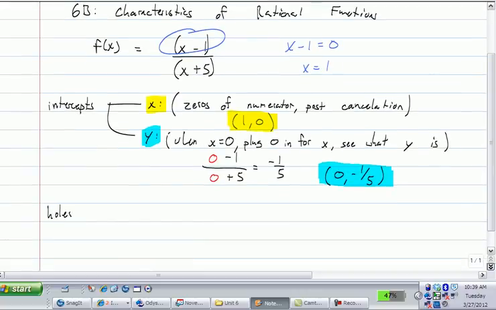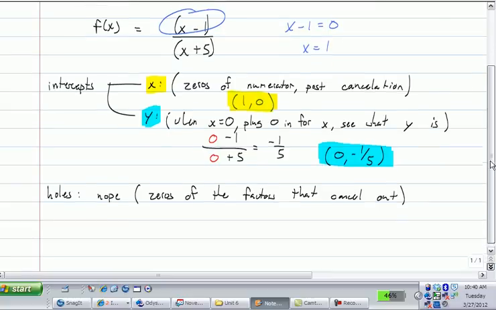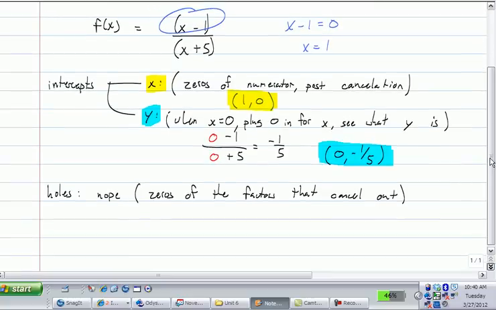Holes in the graph. Does this graph have any holes? No. Nothing in the numerator cancels with anything in the denominator. So I'm just going to go, nope. You're looking for the zeros of the factors that cancel out. This doesn't have any factors that cancel out, so there aren't any holes in the graph. And we've got vertical asymptotes.